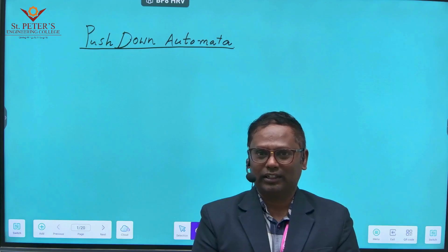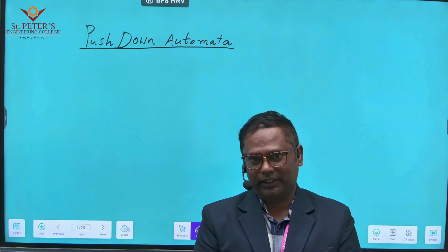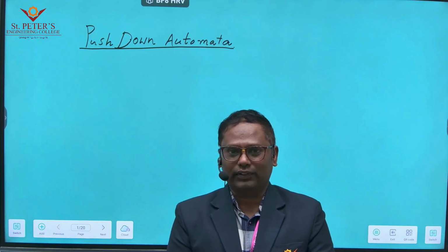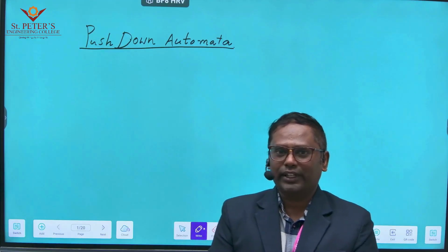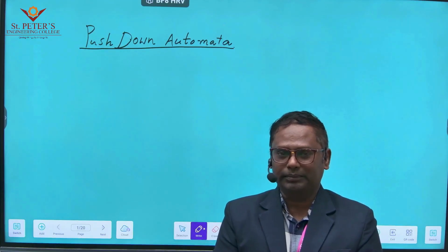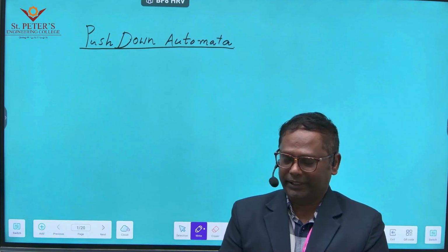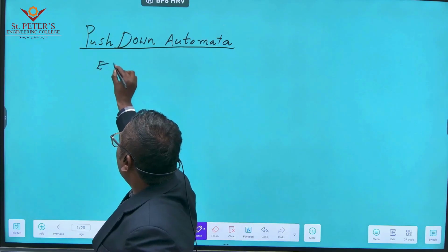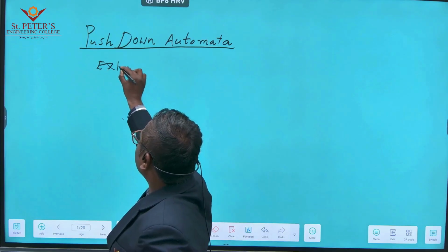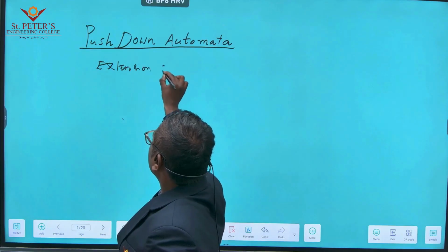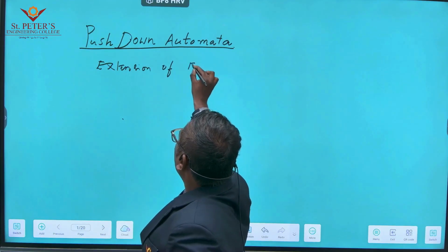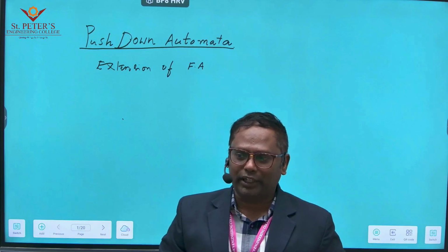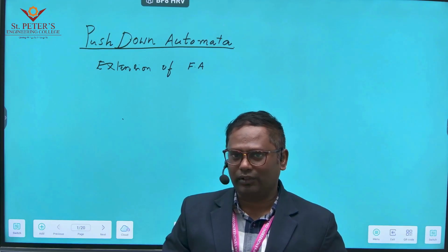In this session, let us discuss Push Down Automata. Push Down Automata is an extension of finite automata. In finite automata, there is one problem, the problem of memory. Finite automata cannot remember long sequences of logic.